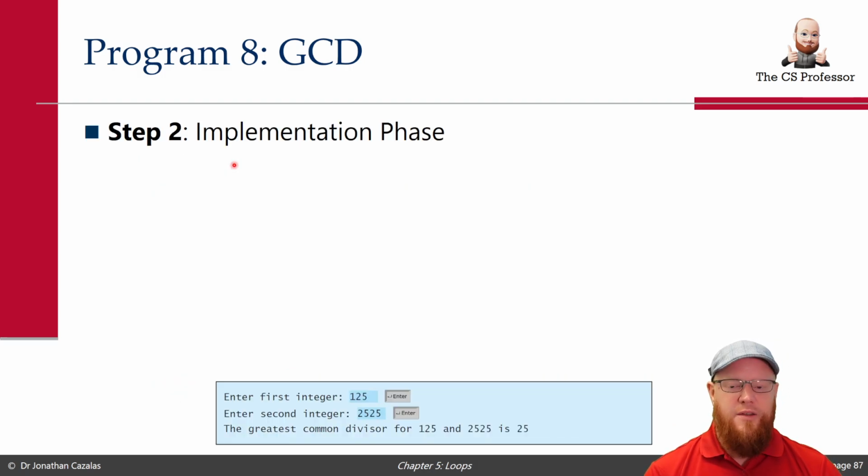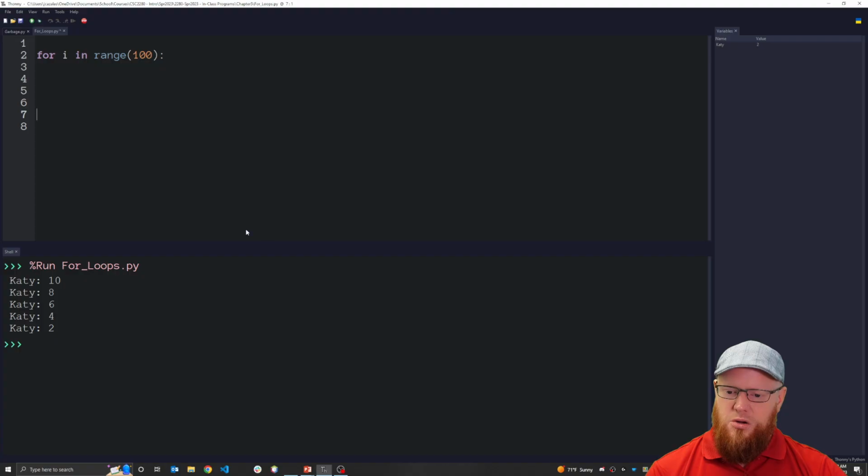So now we're ready for the implementation phase. Let's go try to code this up. Here's the output. We ask the user to enter the first integer. We ask the user to enter the second integer, and then we're going to print the greatest common divisor for those two numbers is something. So let's code this up.